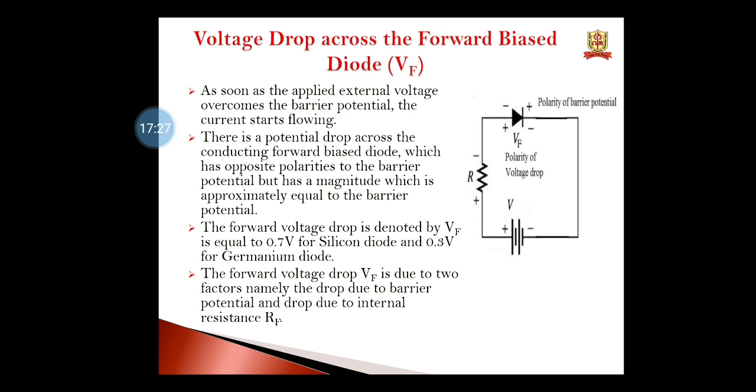So as soon as the applied external voltage overcomes the barrier potential, the current will start flowing. So there is a potential drop across the conducting forward bias diode, which has opposite polarity to the barrier potential but has a magnitude which is approximately equal to the barrier potential. So basically the voltage drop is equal to 0.7 volts for silicon and 0.3 volts for germanium. So this is all about voltage drop across the diode in forward bias mode.